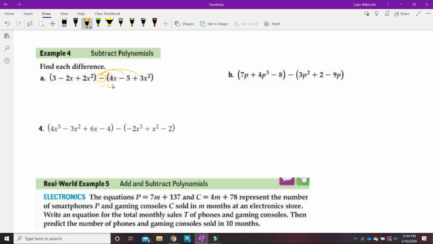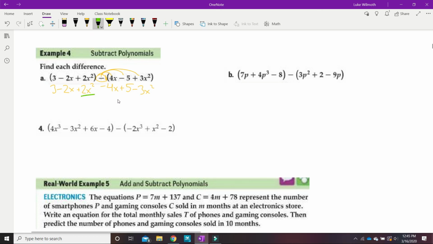So this will be negative 4x, and negative times negative is a positive, so I got positive 5, and then a negative times a positive is negative 3x squared. So I distributed the negative, which changed all the signs of everything inside the parentheses. The first polynomial does not have a negative outside it, so we're just going to write every single term the way it was. And now I just do this problem just like we did the last one.